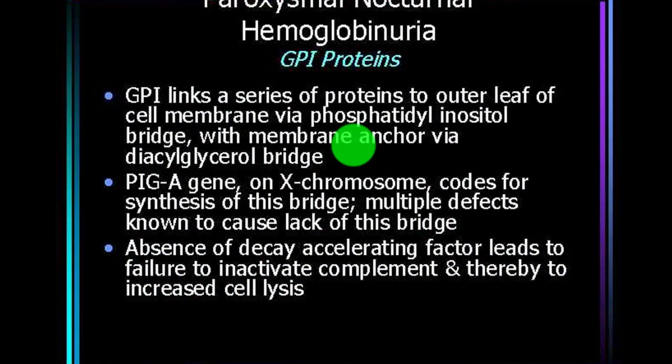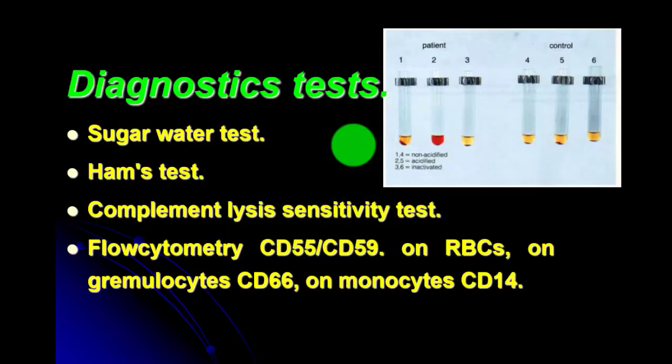Paroxysmal nocturnal hemoglobinuria: a series of GPI proteins link to the outer leaf of the cell membrane via a phosphatidylinositol bridge with membrane anchor via a diglycerol bridge. The PIGA gene on the X chromosome codes for synthesis of this bridge. Multiple defects are known to cause lack of this bridge. Absence of decay accelerating factor leads to failure to inactivate complement, thereby increasing cell lysis.